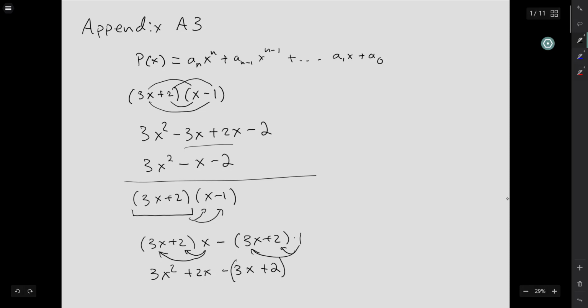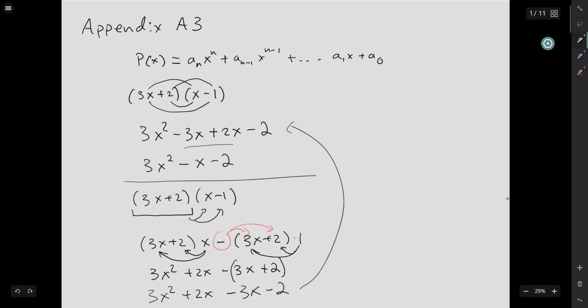You have to be very careful when you've got a minus sign in the middle, because the minus sign also distributes to everything just like the 1 does. So here I've added extra parentheses to make sure that I need to continue with my next step. So we've got 3x squared plus 2x minus 3x minus 2 at the very end, which matches what we got before.